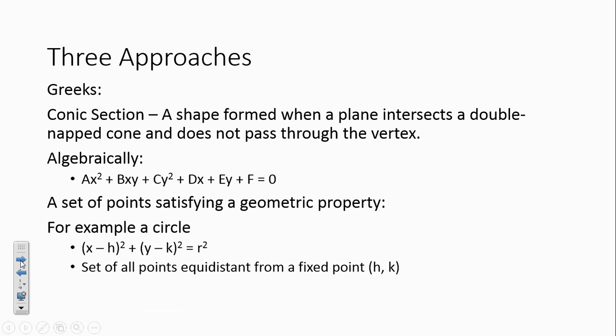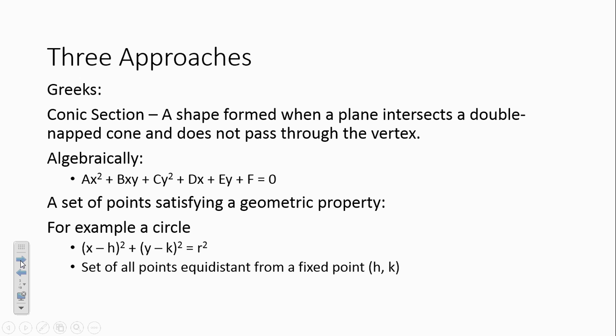All right, so there are three approaches to talking about conic sections. One is the Greek approach. The ancient Greeks used those two cones together with planes cutting through them. And by the way, it's a double napped cone not passing through the vertex. We call it a double napped cone in our book.